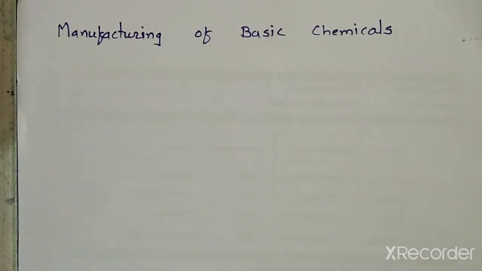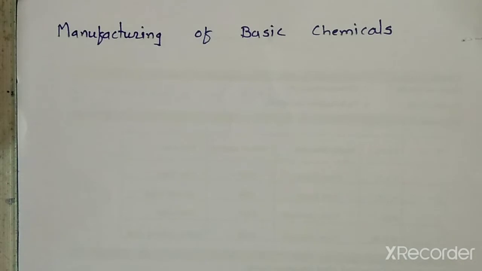Hello students, today we will discuss the third chapter, manufacturing of basic chemicals. In our laboratory there are certain chemicals which are not directly used as concentrated solutions, but they are useful for preparing certain diluted solutions for carrying out different experiments.